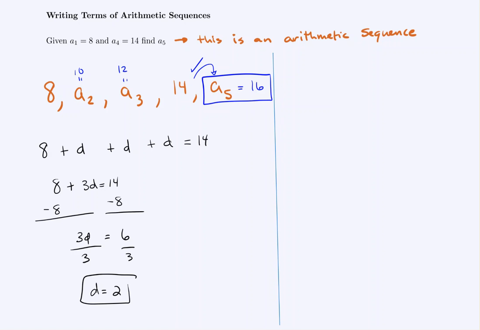Another method is to just work with the formula. a sub n equals the first term plus n minus 1 times the common difference. Right now there are 1, 2, 3, 4 things that we don't know. But if we could substitute in values, if you ever get down to an equation in one variable, you can solve that. So for instance, we know the first term is 8. So let's simplify that.